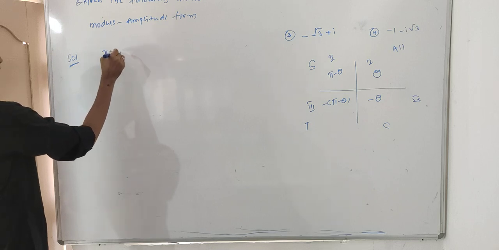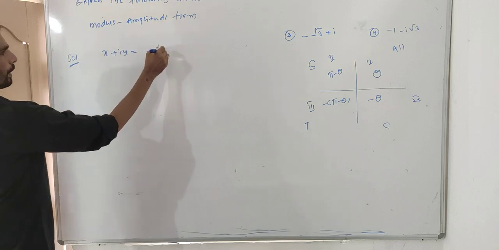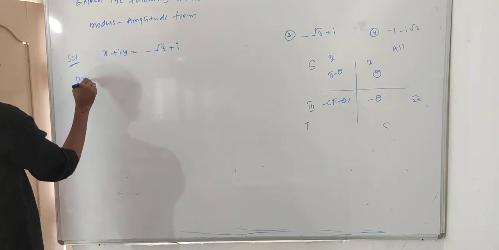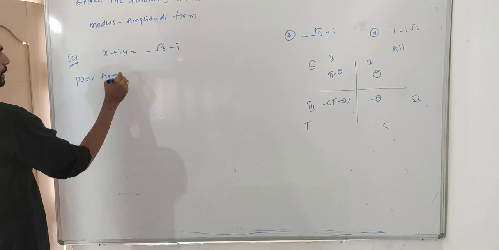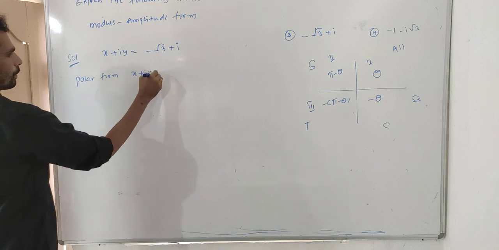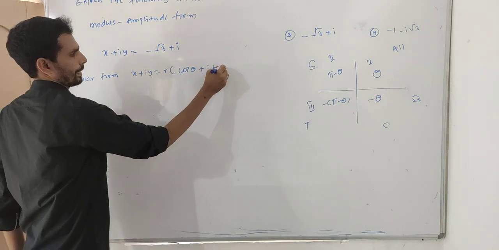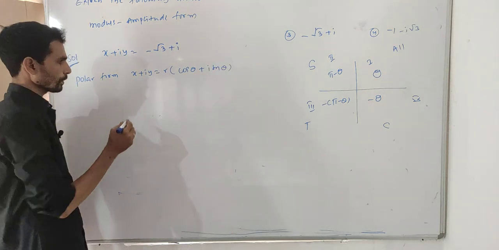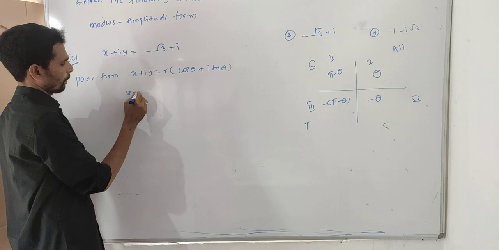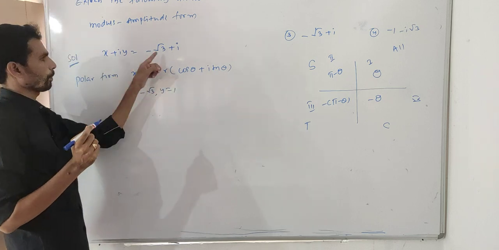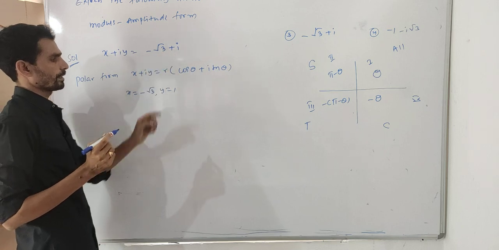x plus iy is equal to, what is given? Minus root 3 plus i. So what is the polar form? Polar form is x plus iy is equal to r of cos theta plus i sin theta. Any doubts? So what is here? x is equal to minus root 3, y is equal to 1 only. Because the real part is minus root 3, imaginary part is 1.